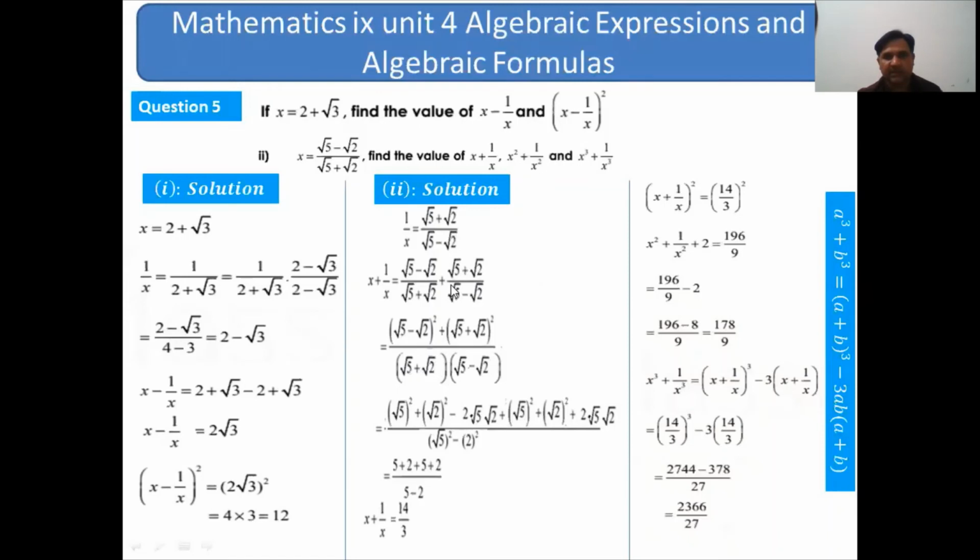When we multiply this square root of 5 plus square root of 2, we have square root of 5 plus square root of 2 whole square. So this is square root of 5 plus square root of 2 and square root of 5 minus square root of 2. So we can use the formula a square minus b square. So this can be written as square root of 5 whole square minus square root of 2 whole square. So now we can open the squares.